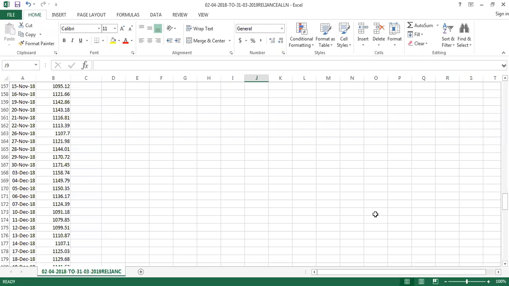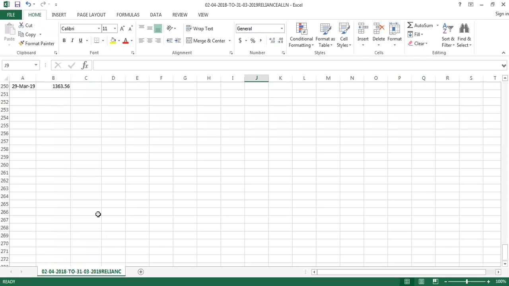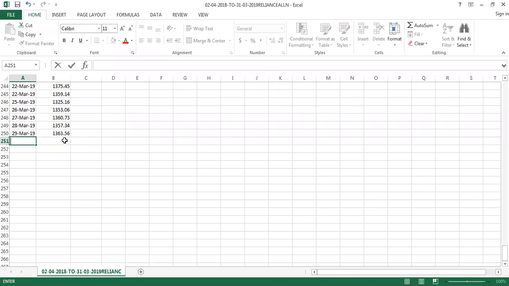Now you have got this data of Reliance Industries. Next date should start here directly. Next date would be 1st April 2019. Some value will come here. So all data should come one below the other.